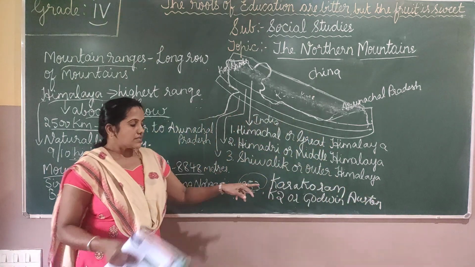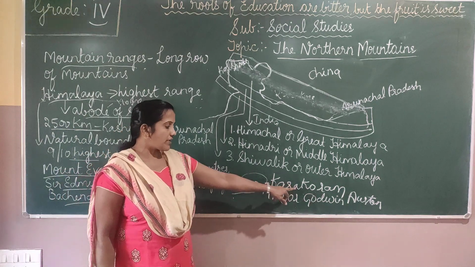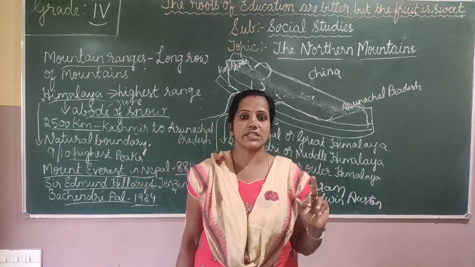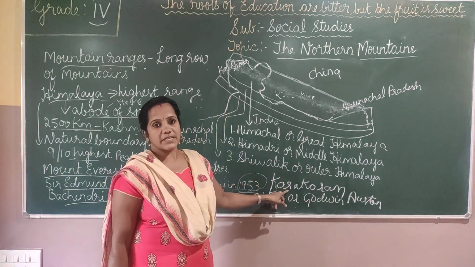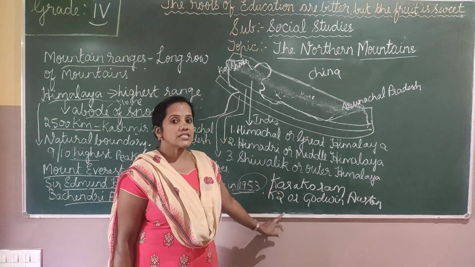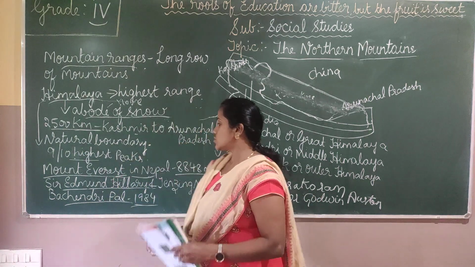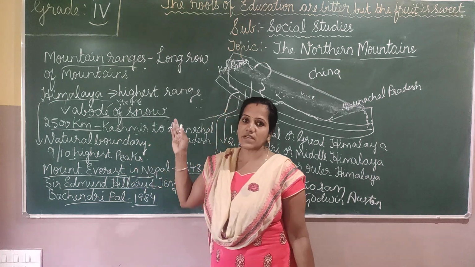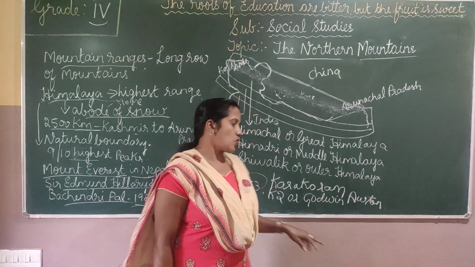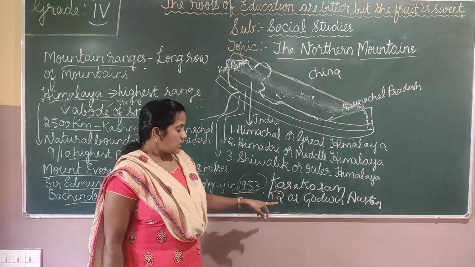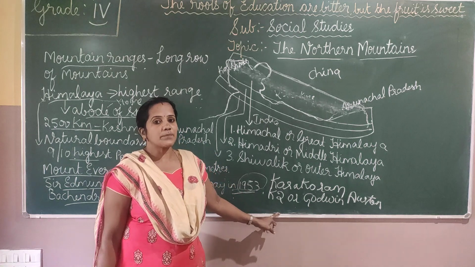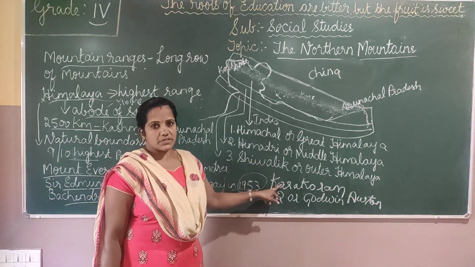K2 or Godwin Austen is the highest peak of the Karakoram range. Like the Himalayan range, we have another range called the Karakoram range, and K2 or Godwin Austen is the highest peak of this range. Mount Everest is the highest peak of the Himalayan range. Likewise, we have another range called the Karakoram range, and K2 or Godwin Austen is its highest peak.